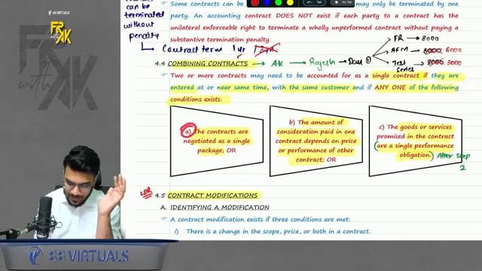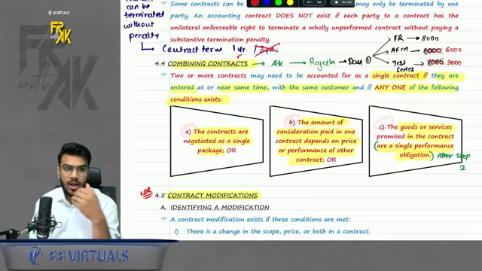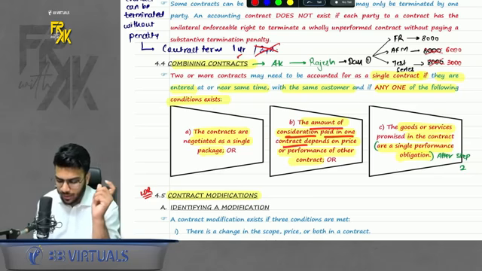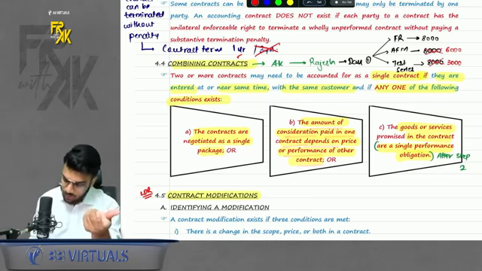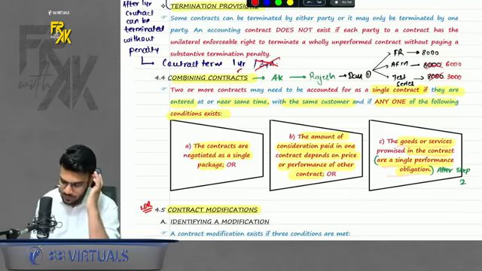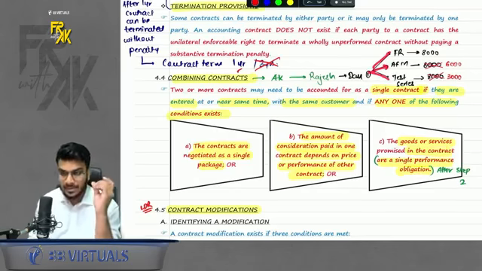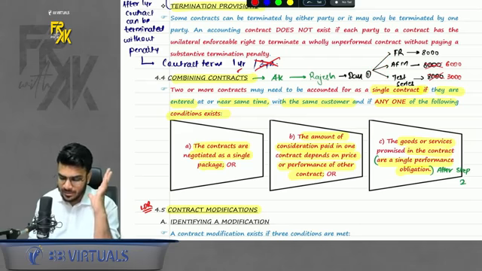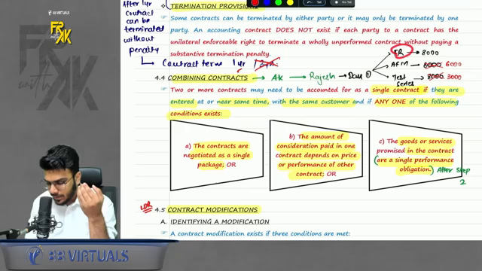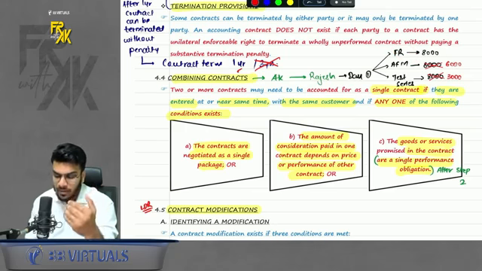When? If it meets any of the 3 conditions. What are the conditions? First, the contracts are negotiated as a single package, or the amount of consideration paid in one contract depends on the price of the other, or the goods and services in the contract are a single performance obligation. Sir, give us an example of this. You can see, for instance, let's say Rajesh told me, sir, please teach FR to me. So I told him, okay, I will teach. Rajesh also told me, sir, also take AFM for me. So because he was taking FR from me and now he is opting for AFM also, I am giving him some discount.